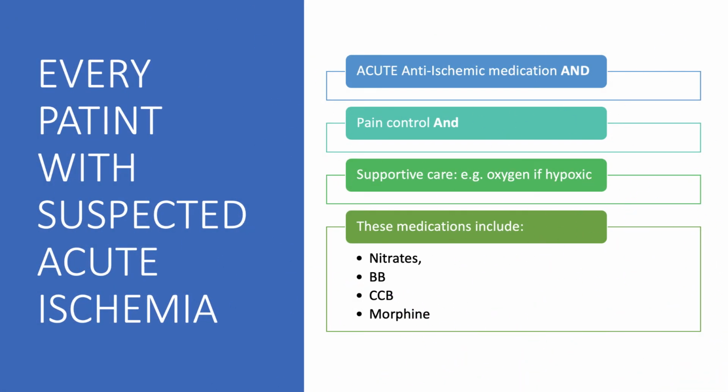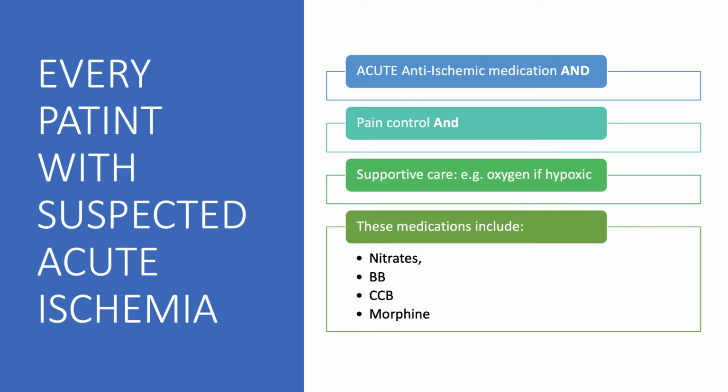Okay, every patient with suspected acute ischemia, we're going to start them on some anti-ischemic medications, and we're going to give pain control, and we're going to give them supportive care. So if they're hypoxic, give them oxygen. And these medications include nitrates, beta blockers, calcium channel blockers, and morphine. So why nitrates, beta blocker, calcium channel blockers? Because they're going to dilate, they're going to slow the heart down, and morphine is also going to decrease the systemic demand for oxygen as well as treat any pain.